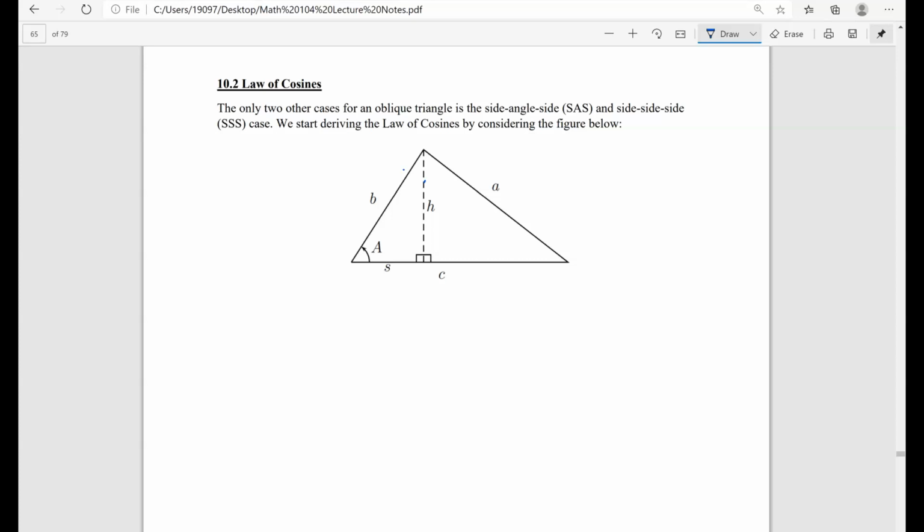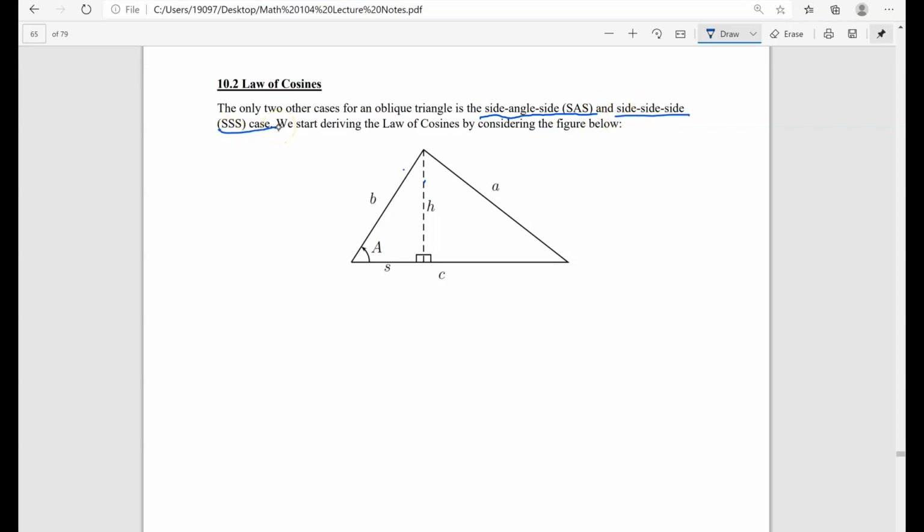This is going to be 10.2, the law of cosines. So in the previous video, we talked about the law of sines, and now we're going to talk about the law of cosines. Usually we use the law of cosines when you have side-angle-side, which is SAS, or the side case.